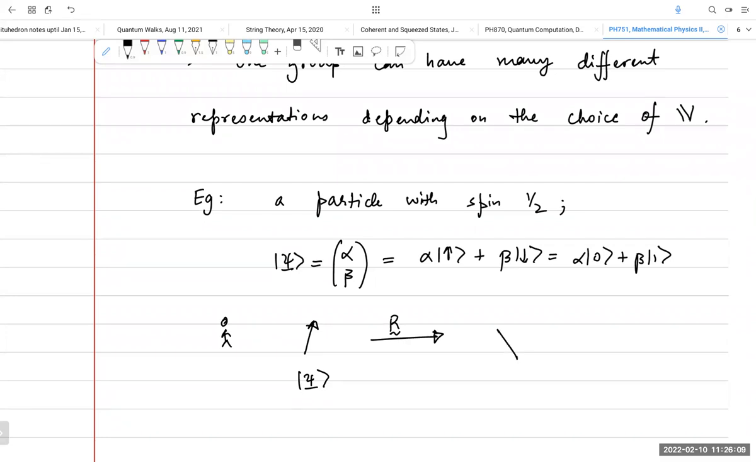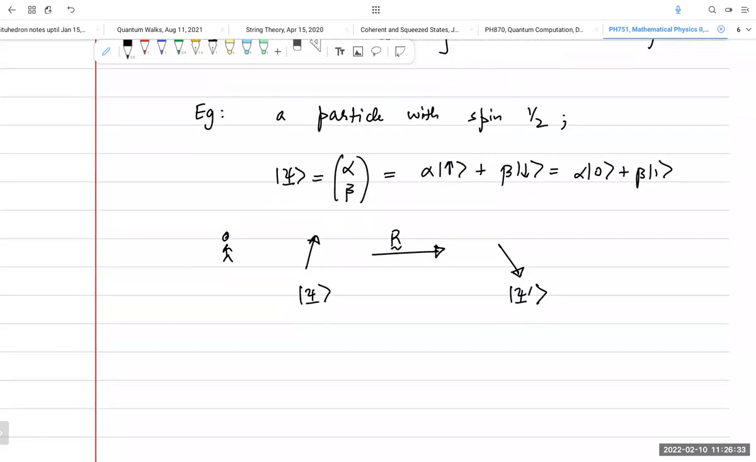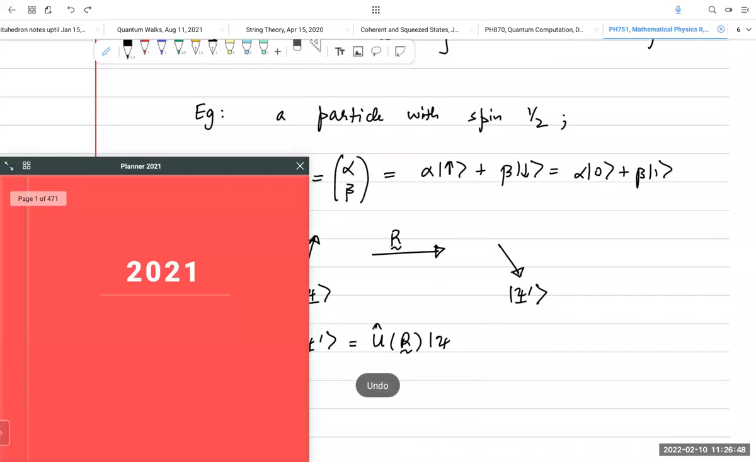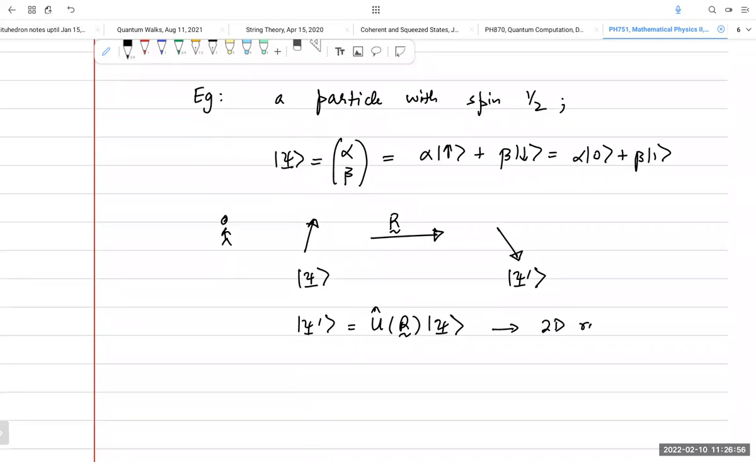So what happens to the state? The state of the system will also change to some other psi prime. This psi prime will be related to psi by some 2x2 matrix, because it's a two-dimensional vector space. So psi prime is equal to some unitary operator, but this unitary operator will depend on the rotation. So what does this do? This gives us a two-dimensional representation of the rotation group. Why is it two-dimensional? It's two-dimensional because these operators are two-dimensional matrices.